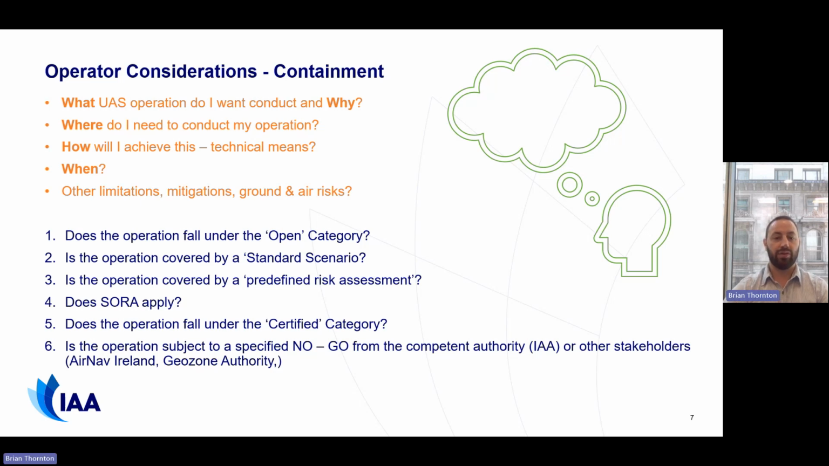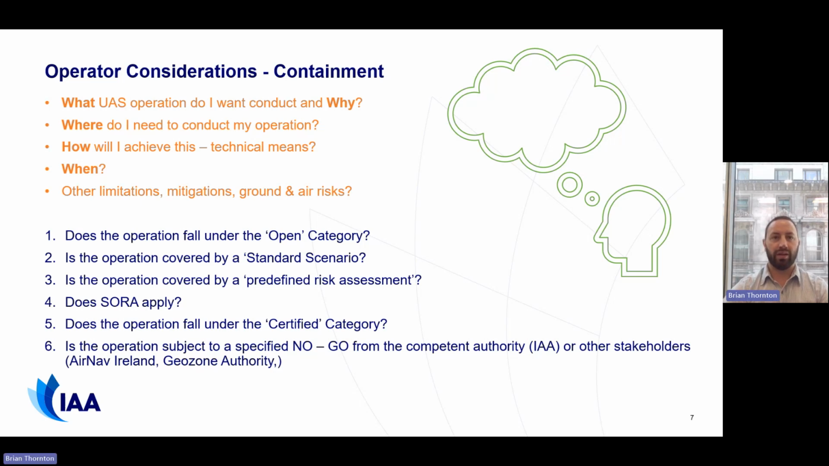The first question we might ask: does the operation fall under the open category? If not, and you've reviewed your concept of operation, you might consider that the operation can and must only be conducted within the specific category of UAS operations. So that's where we come back to the questions. Is the operation covered by a standard scenario? Is the operation covered by possibly a predefined risk assessment? Or if it doesn't meet the criteria, you might elect to consider a specific operations risk assessment that you conduct.